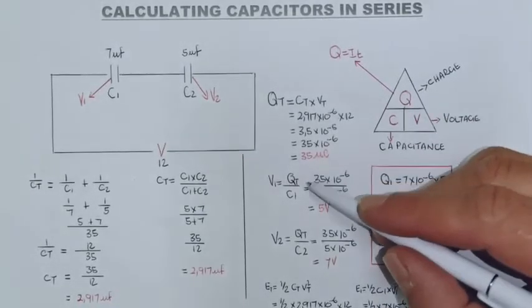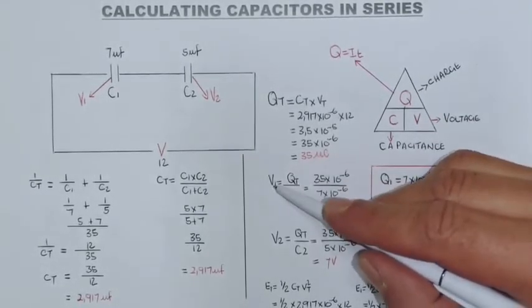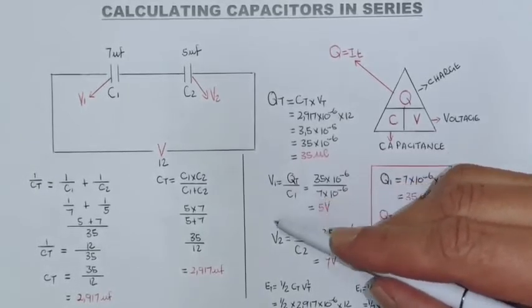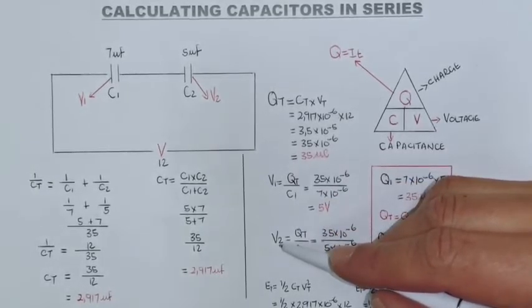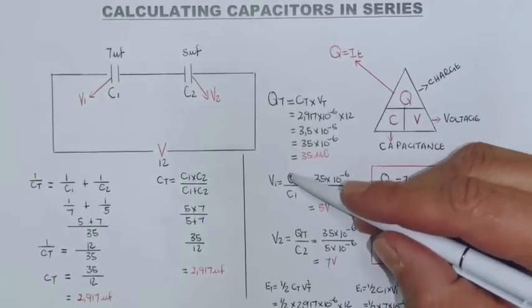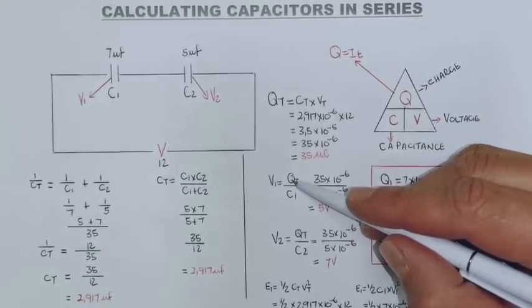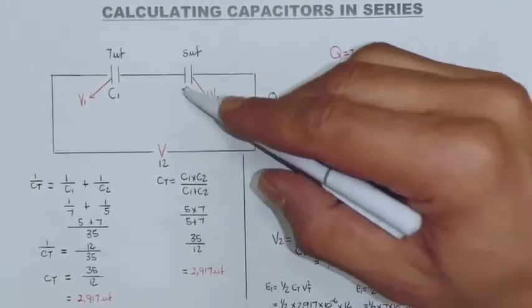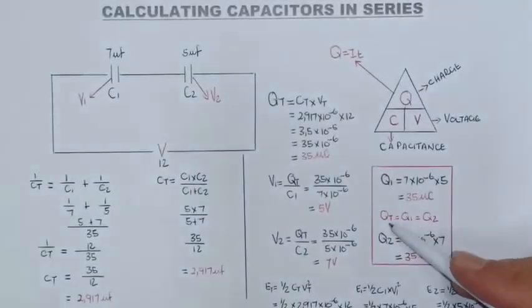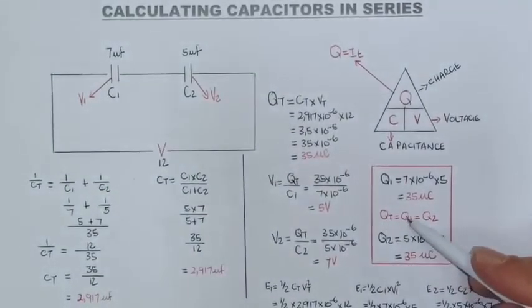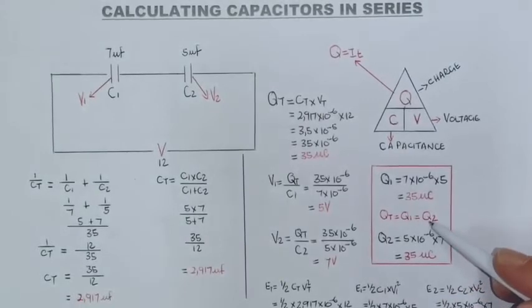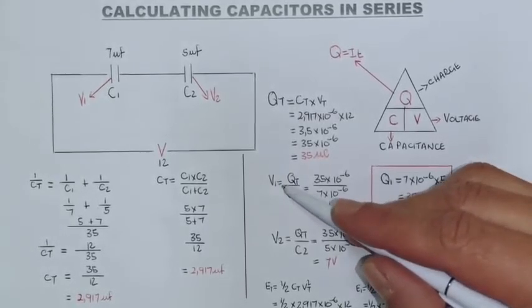The next thing that we will be calculating is the voltage drop over capacitor 1 and the voltage drop over capacitor 2. Now here you will see I'm using the total charge in my formula. The reason is that when we're working with a series circuit, my total charge equals the charge in capacitor 1 as well as in capacitor 2. So my charge in a series circuit stays the same.